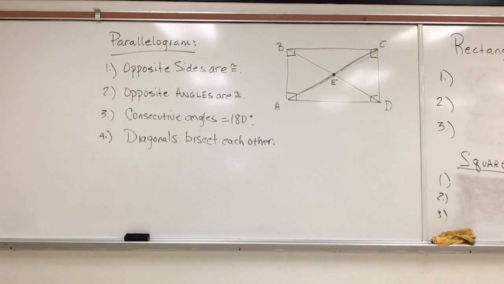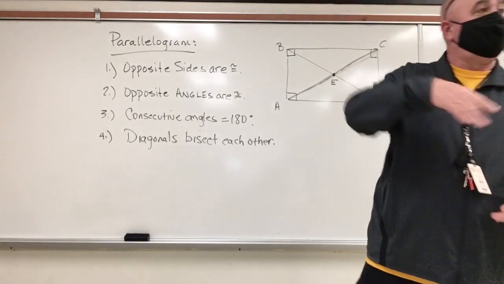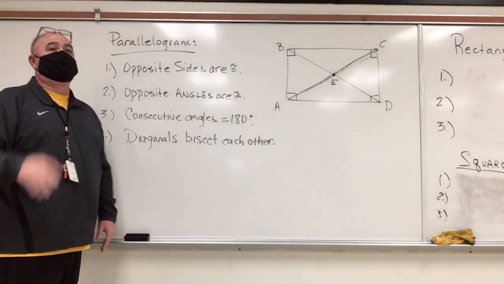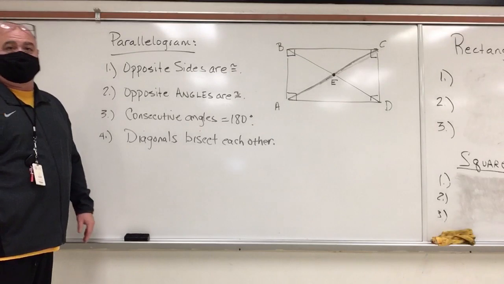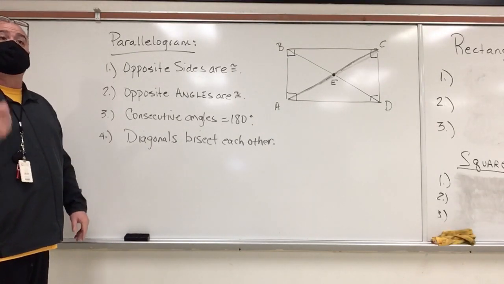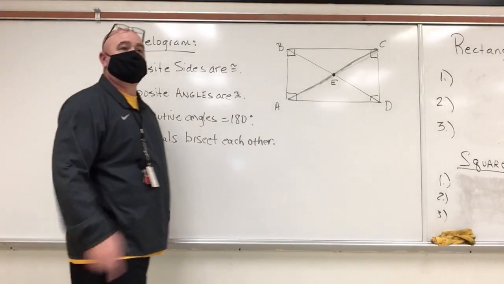A rectangle's got 4 sides. It's a quadrilateral. And a square's got 4 sides. It's a quadrilateral. Okay? Flashback to last week. We talked about parallelograms. There were 4 things that made a quadrilateral a parallelogram. Okay? Number 1, opposite sides were congruent. What does that word congruent mean? Equal.